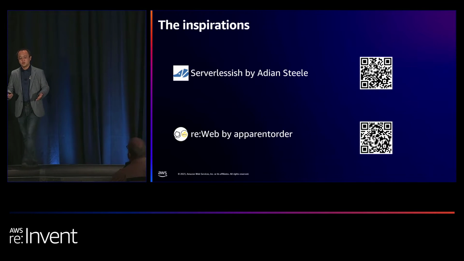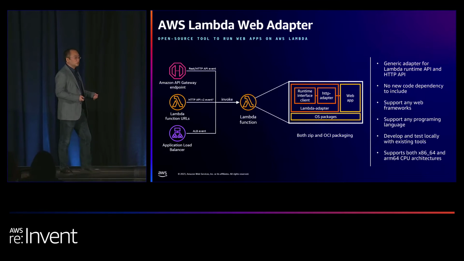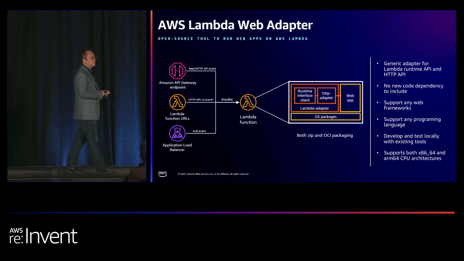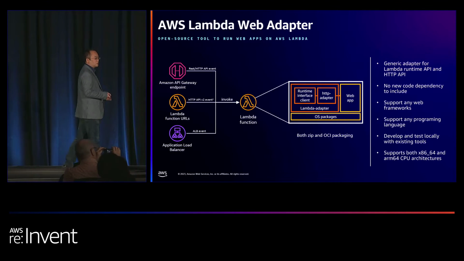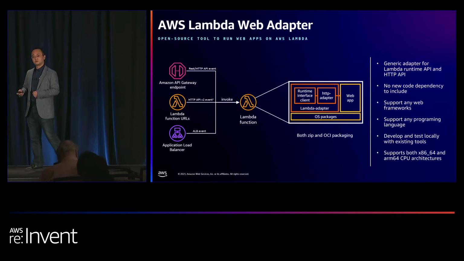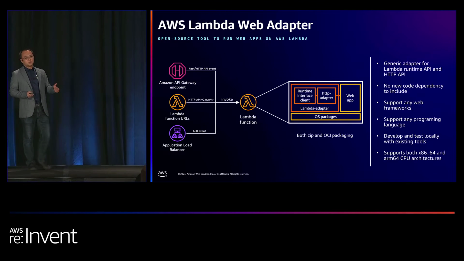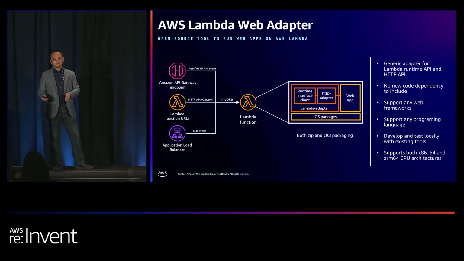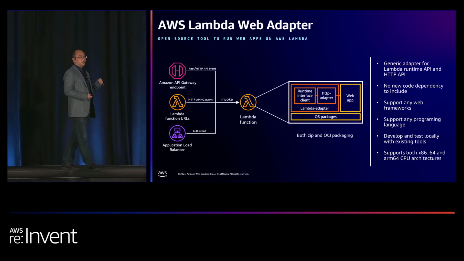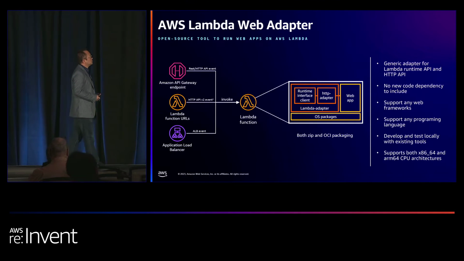However, these two projects are POCs and did not really continue to build into production-grade products and tools that people can use. So what we have decided to do is invest time and energy to create the AWS Lambda Web Adapter. This is an open source tool that allows developers to run their web application on Lambda without changing their code. It is basically a generic adapter between Lambda's runtime API and HTTP API. It supports API Gateway REST endpoint, HTTP endpoint, Lambda function URL, and the application load balancer.